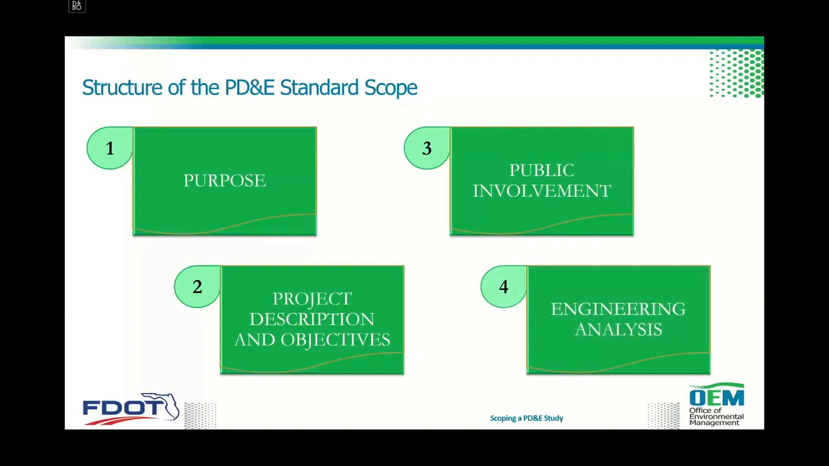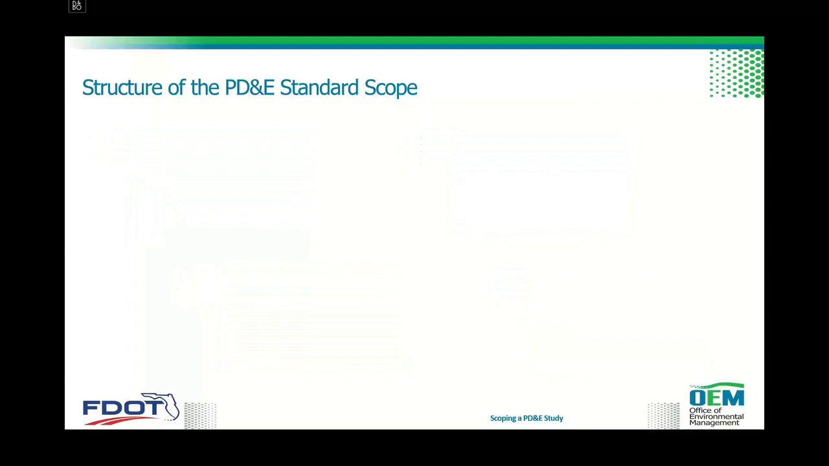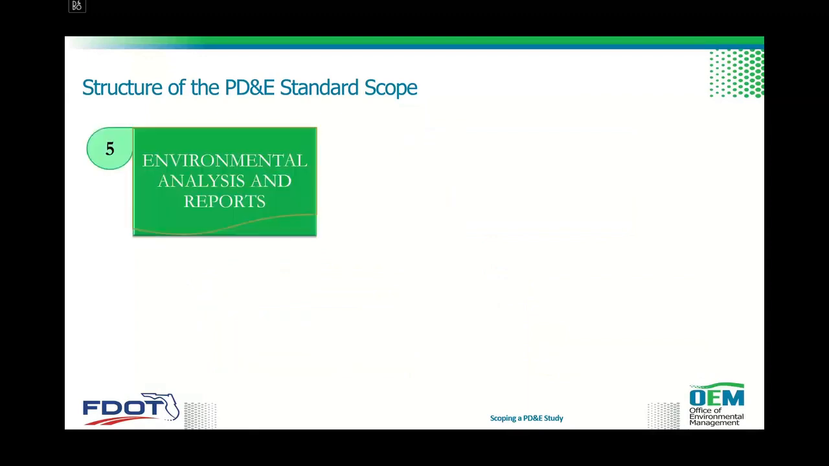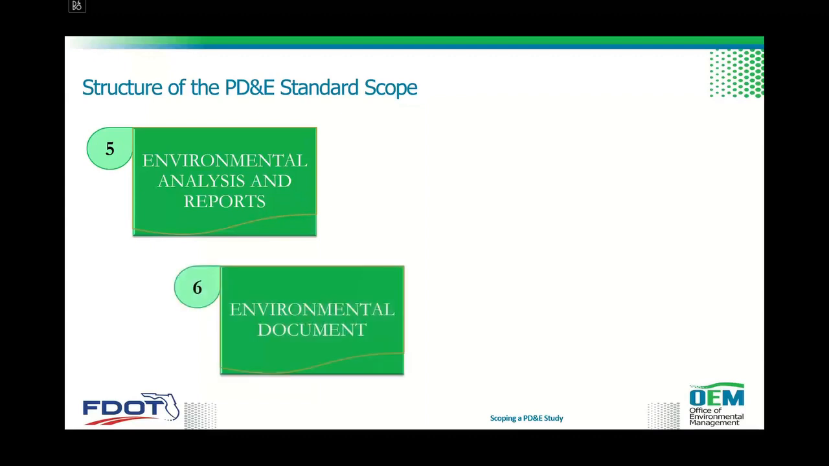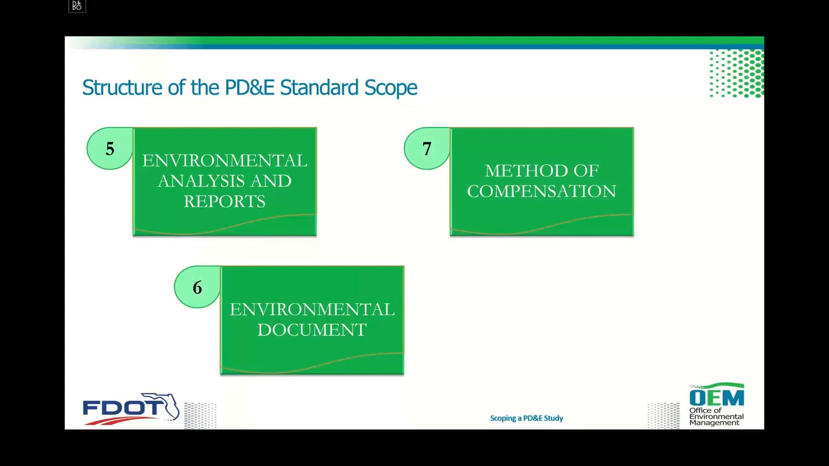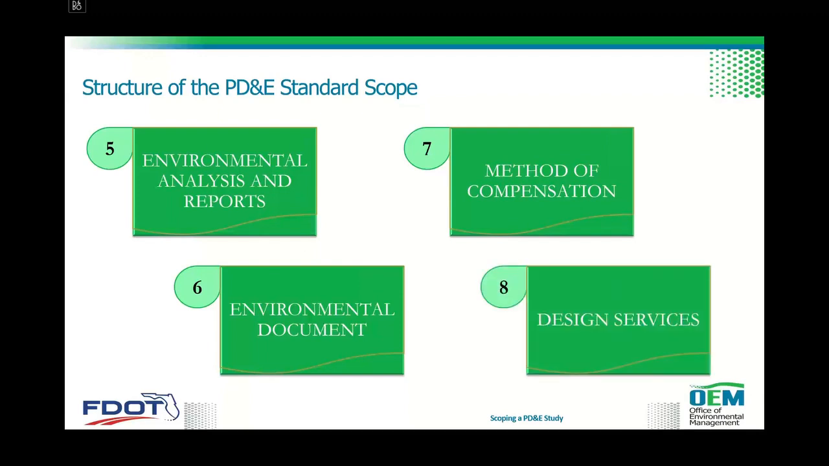Then, of course, it needs to include the engineering analysis, that includes the development and evaluation of alternatives. Then it also needs to include the environmental analysis and the development of the different reports. Include the development of the environmental document and therefore the coordination with OEM for approval. And of course, the method of compensation and therefore the standard staff hours estimation, and any design services, because as you may well be aware, conceptual plans are developed during PD&E.